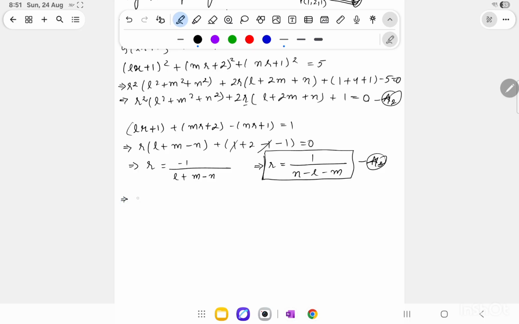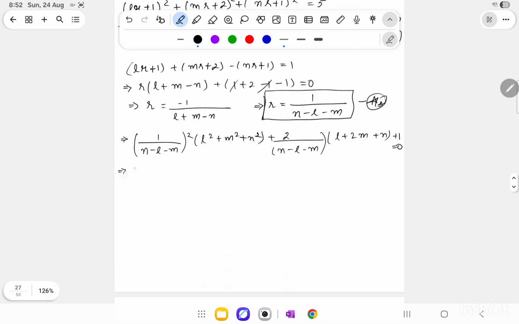So if I do that, we'll get 1 upon N minus L minus M square into L square plus M square plus N square plus 2 upon N minus L minus M into L plus 2M plus N plus 1 is equals to 0. So if I simplify it, I will get L square plus M square plus N square plus 2 L plus 2M plus N into N minus L minus M plus N minus L minus M square equals to 0.